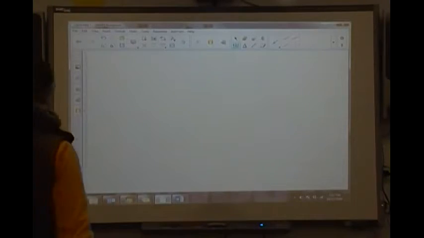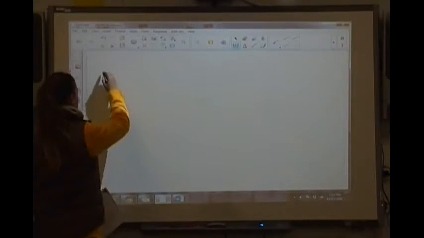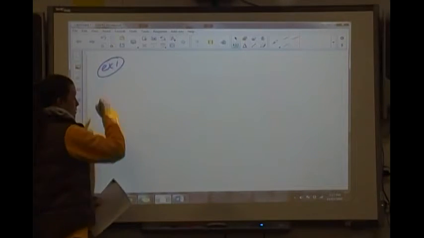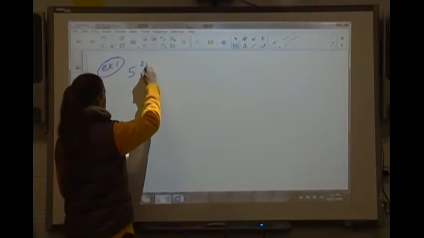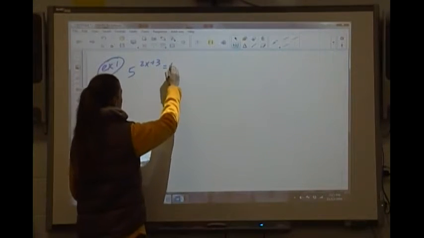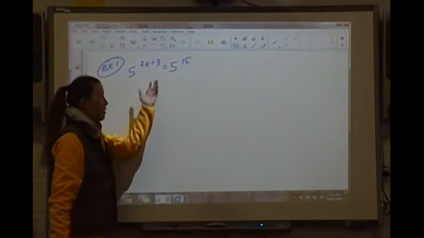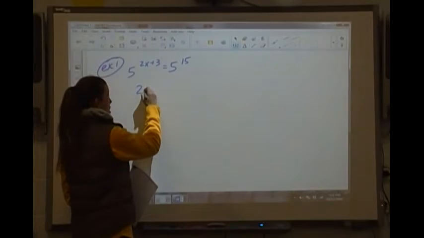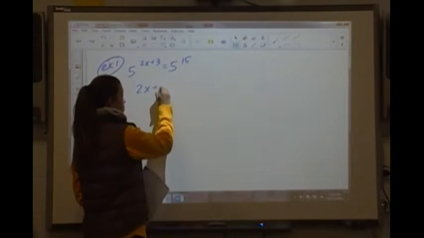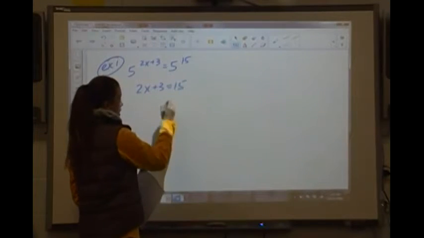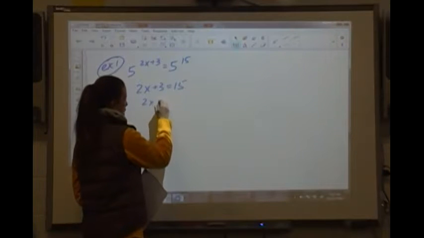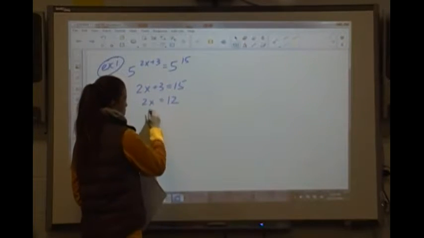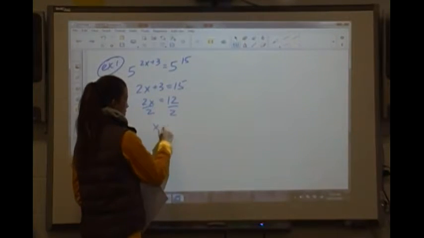We're going to take a look at some exponential one-to-one property examples. So let's take a look at something like 5 to the 2x plus 3 is equal to 5 to the 15. Well, we can see that we have the same base, so we just have an equation to solve. 2x plus 3 equal to 15. Subtract 3 over. 2x is equal to 12. Divide by 2. So x is 6.